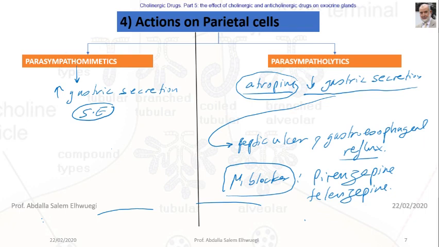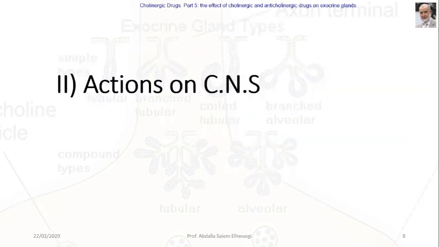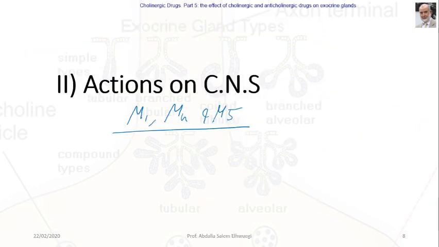Okay, so these are the actions on exocrine glands. They have very important clinical application and many side effects and contraindications. We'll talk now about the actions on the central nervous system. The central nervous system contains many muscarinic receptors, especially M1, M4 and M5. They are involved in many central actions, including memory, cognition, learning, etc.